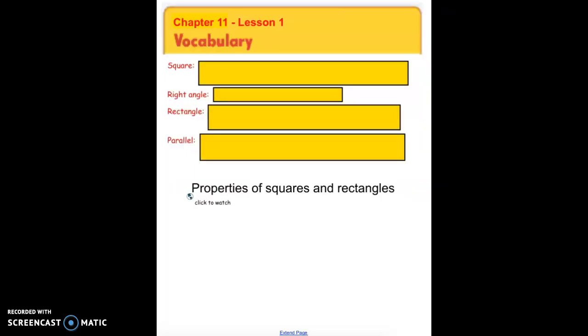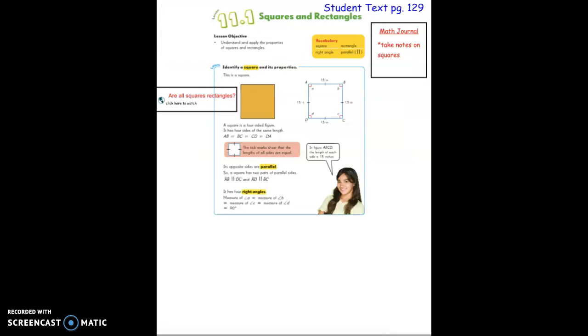The next page are some vocabulary words that you already have in Schoology. And here we go. You might want to take notes on your workbook pages. So get those opened up to page 73 in workbook B, Math in Focus. All right. The basic things that you need to know about squares and their properties.